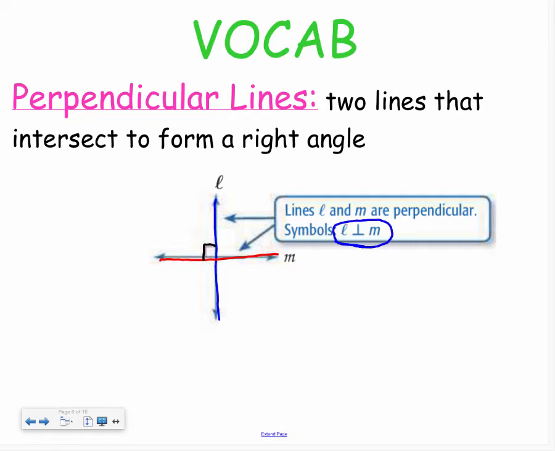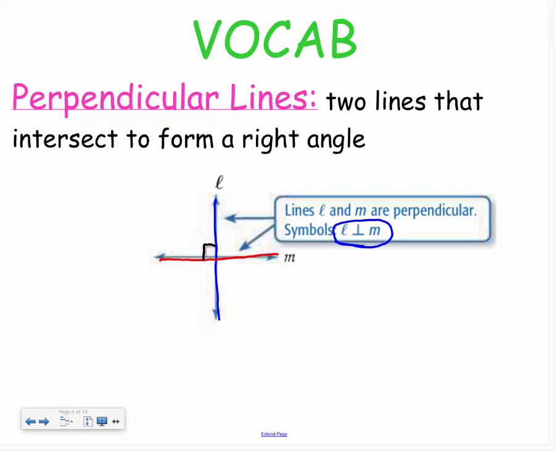A little piece of notation that we have not seen before right here. We use an upside down capital T to represent perpendicular lines. So this symbol in between the L and the M is saying that line L, which is the blue one, and line M, the red one, are perpendicular to each other.